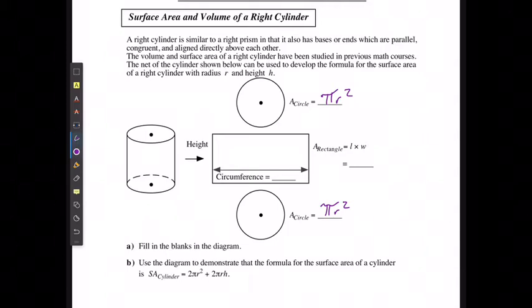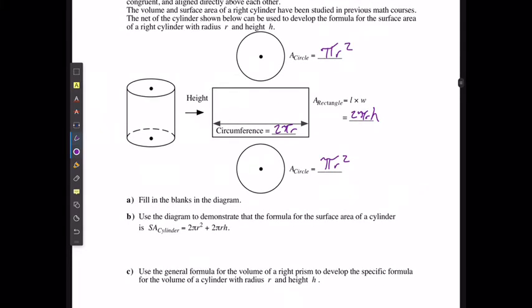Then, if I split it open like they have here, and lay it out flat like a rectangle, then the height is one dimension, and the base is going to be the circumference, which is the same as 2 pi r. Which means that the area of the rectangle is 2 pi r, the circumference, multiplied by the height. So we can say that it's going to be 2 circles plus 2 pi rh.